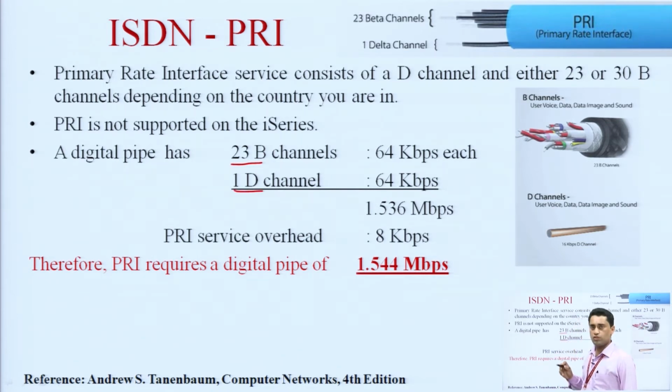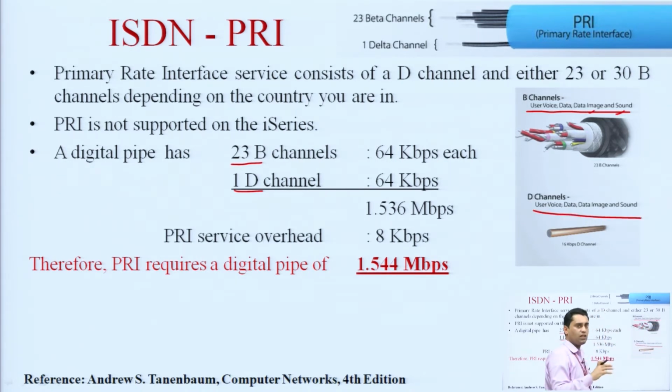So, there is no change in the D channel because the D channel is about making the connections. It is mentioned here that both are used for user voice, data, images and sound, but D is basically making the bondings here. Now, if we talk about the difference between BRI and PRI, BRI was the basic one. This is the primary rate.